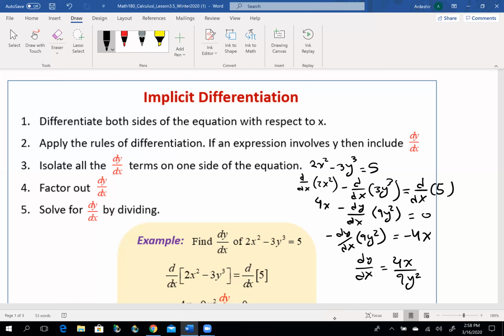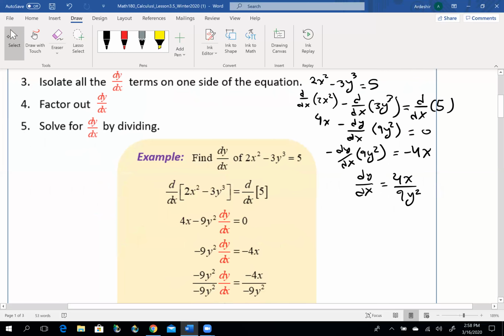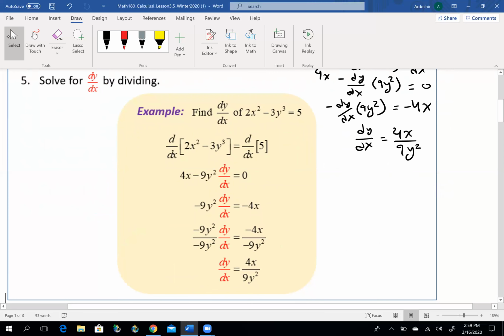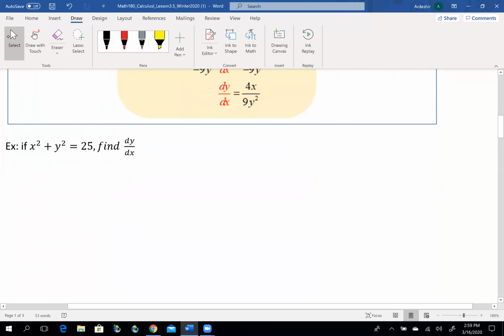As you guys see, the answer is 4x over 9y squared. And again, guys, as you see in the example, we did the same procedure. I did it right now so you guys can see it and follow the procedure. So now let's do a problem together.